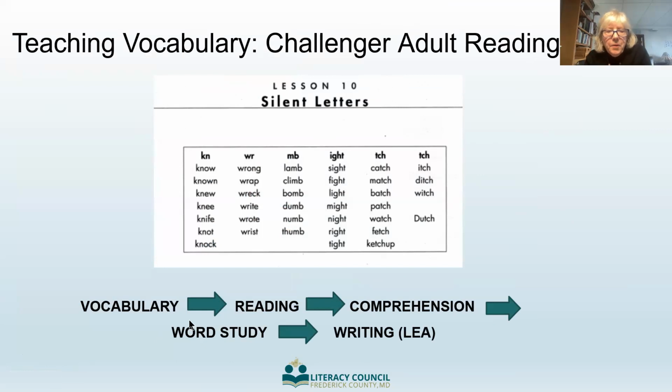Okay, I'm going to talk a little bit about the Challenger series, which, if you remember, is the one that most of our basic learner tutors use. Every Challenger lesson opens with a word list that is centered around a phonics trait, such as a consonant blend or vowel combinations. In this case, the silent letters are the focus. After the phonics principle is introduced, the lesson then presents a story-specific vocabulary, a reading selection, a comprehension activity, a word study, and writing. And that's the pattern for every chapter.